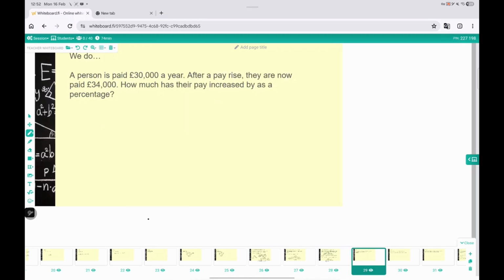Right, next skill. A person is paid £30,000 a year. After a pay rise, they are now paid £34,000. How much has their pay increased by as a percentage?